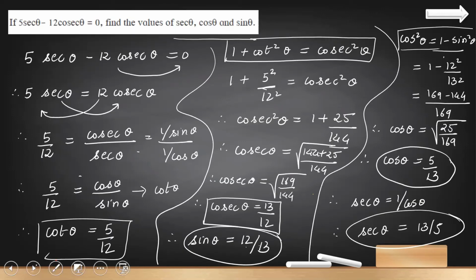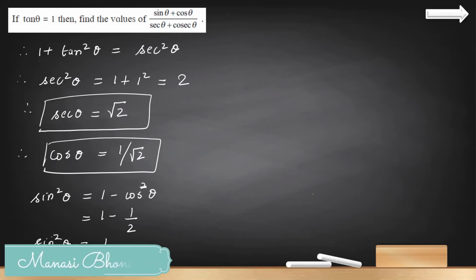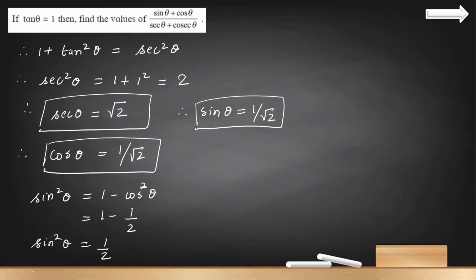So sine square theta is equal to 1 by 2. So therefore, sine theta is equal to 1 upon root 2. And as sine theta is known, taking reciprocal of that, we can find out cosec theta. So cosec theta is 1 upon sine theta.